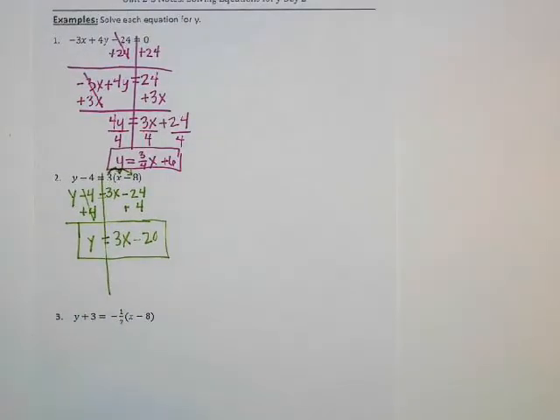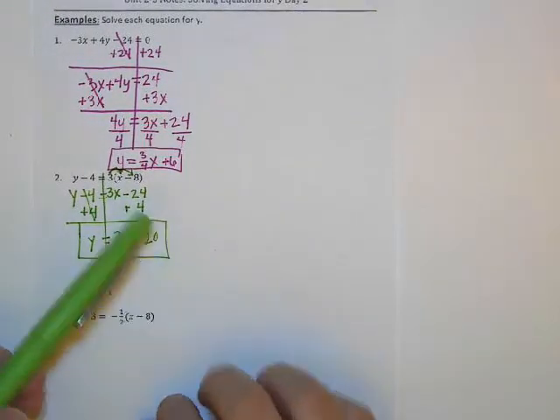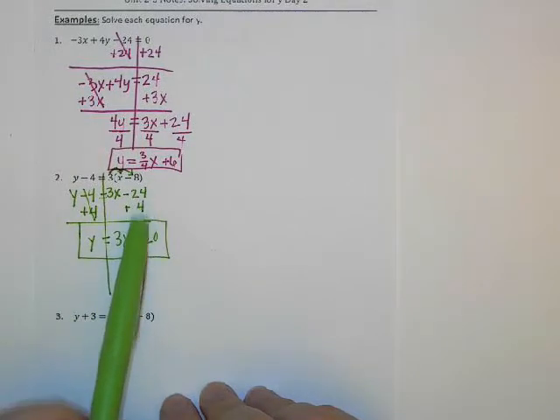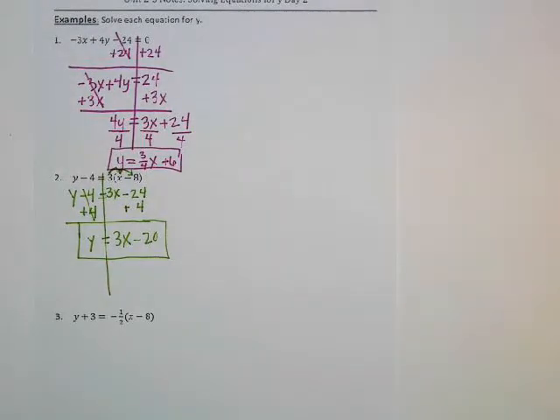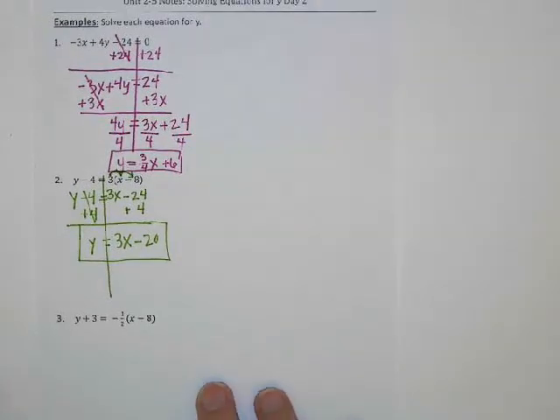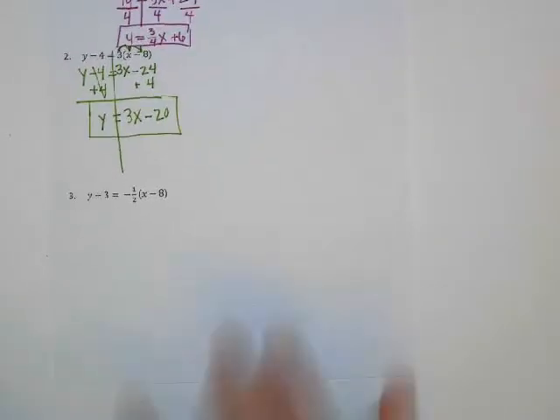Why did we only do it with like terms? Because when you're adding and subtracting, you can only do like terms. When you're multiplying and dividing, you can do it with anything. Okay? That's a great question. I just teach it.